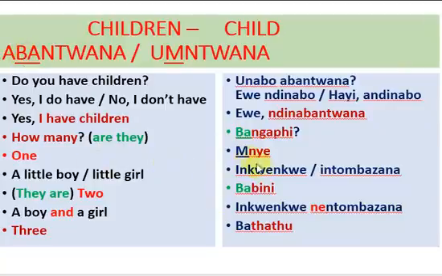So if there's only one, we would say mnye, one. And that m is one what? One child. And there's the m that you use. So there is one child and perhaps a little boy, inkwenkwe. A little girl, intombazana. Or they, ba, are two in number, babini. And they could be a boy and a girl, inkwenkwe nentombazana. That ne is the and. Or there would be three children, ba tatu.